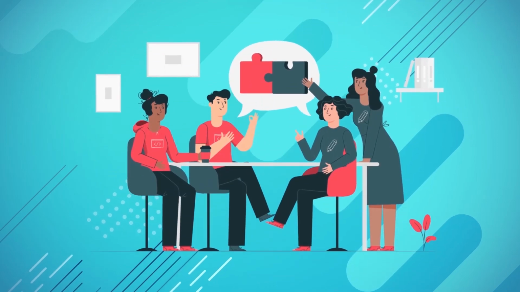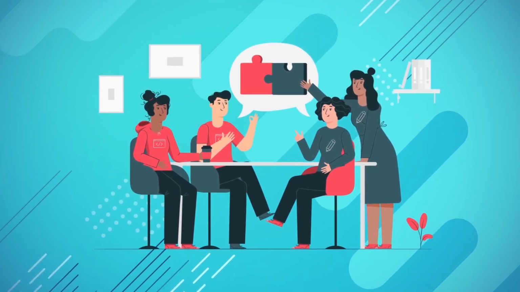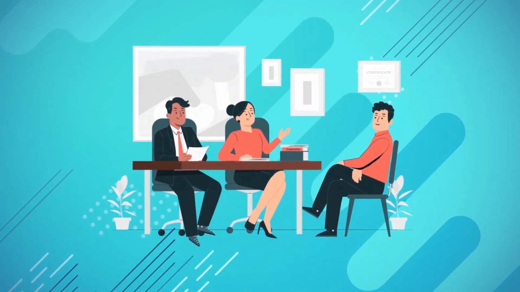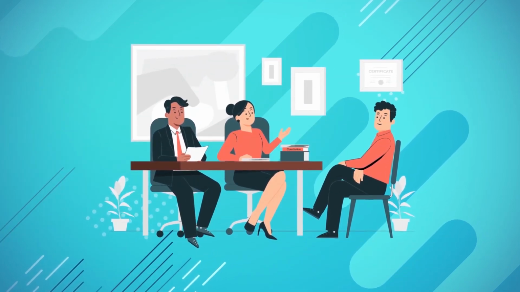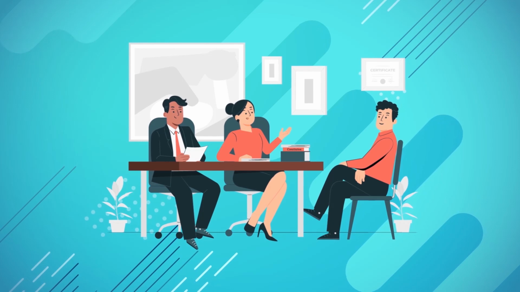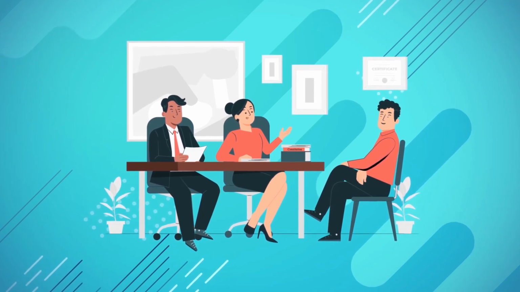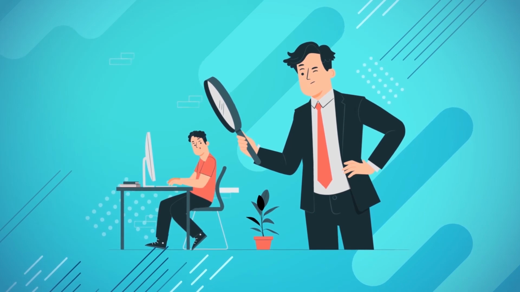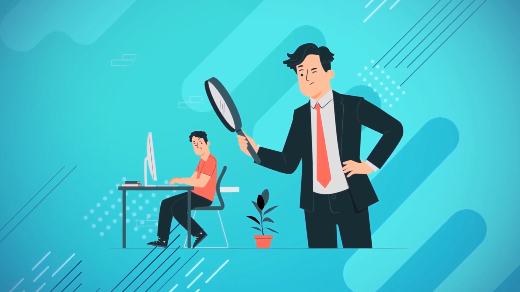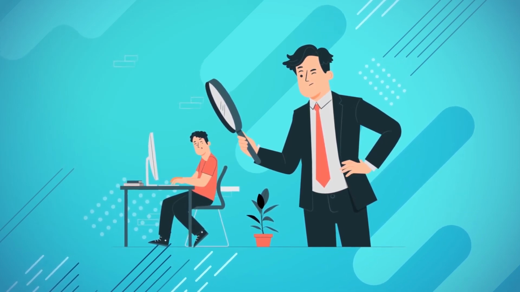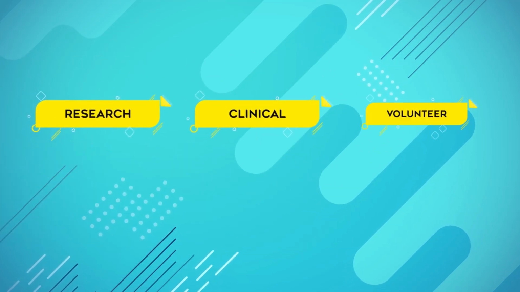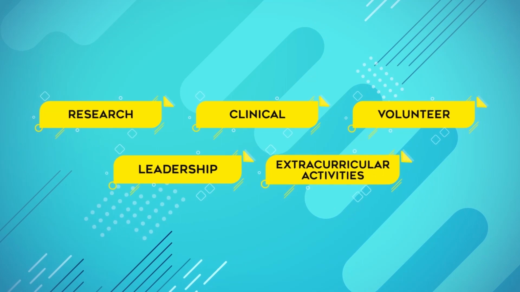Fifth, be honest. It's important to be honest when filling out the AMCAS work and activity section. Medical schools will likely ask you about experiences you list, so be sure to accurately represent what you did and the impact you had. Sixth, include a variety of experiences. Medical schools are looking for applicants who have a well-rounded set of experiences. Be sure to include a variety of experiences such as research, clinical, volunteer, leadership, or extracurricular activities.